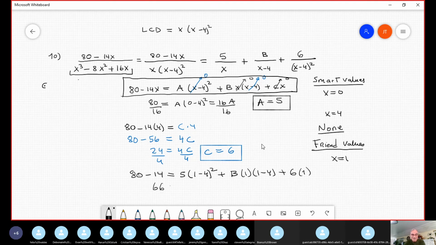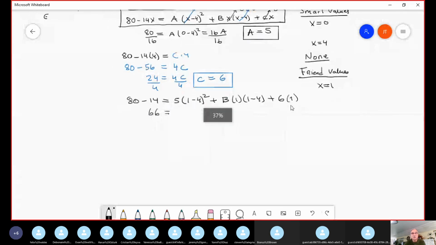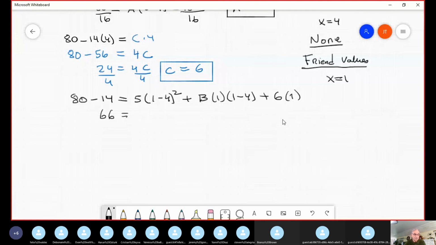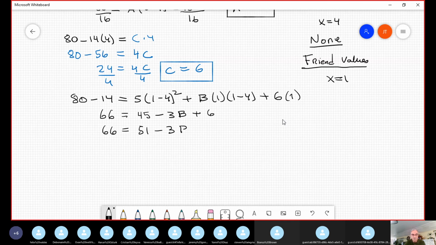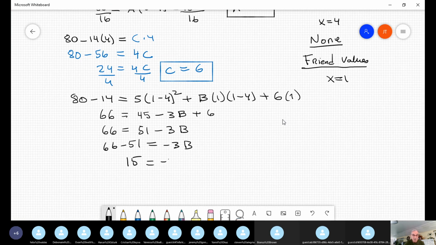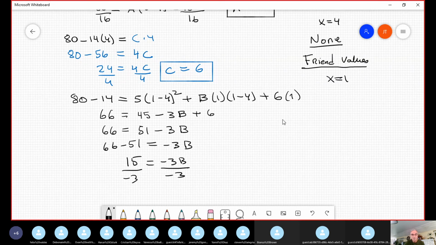Entonces 80 minus 14 is 66. Let me zoom to see much better. Entonces we have here now 1 minus 4 is -3. And -3 squared is 9. And 9 times 5, 45. Plus. Actually, it's not plus, it's minus. Because 1 minus 4 is -3 times 1 is -3. It's -3b. Minus 3b. Plus 6. So 66 is equal, 45 plus 6 is 51, minus 3b. 66 minus 51 equal minus 3b. 66 minus 51 is 15, equal minus 3b. Divided by -3 both sides. B is equal to -5.